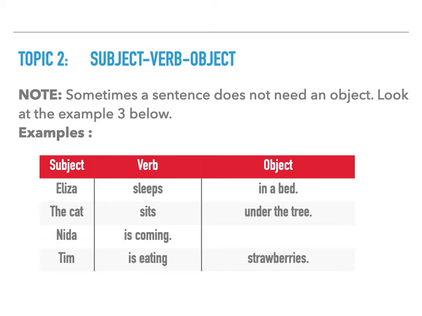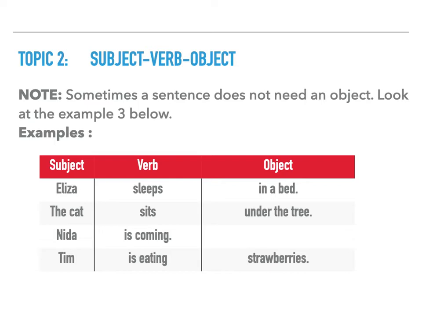Sometimes a sentence does not need an object. Look at the examples below. 1, 2, 3. For example, Nida is coming. So it's a complete sentence. It does not need any object here. And the rest of the sentences: Eliza sleeps in a bed. Okay. So here Eliza is the subject. Sleeps is an action word, so it's a verb. And she's sleeping where? In a bed. So bed is the object here.